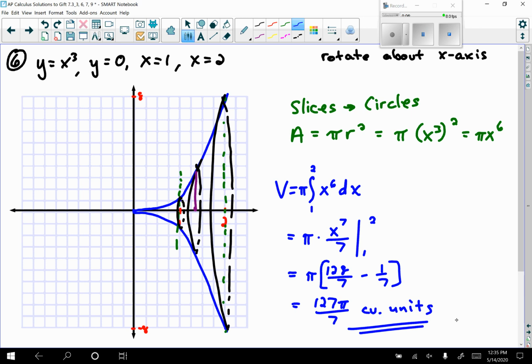The toughest part, the most important part, is making that sketch, trying to draw the picture as nicely as possible so we can come up with how to represent the radius, because as soon as we have the area, all we have to do is substitute that into our integral and figure out what the limits of integration are.